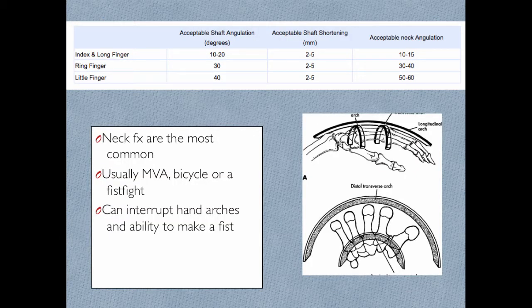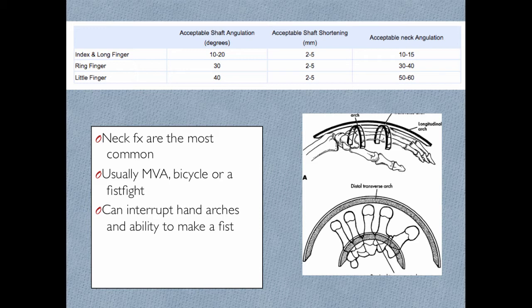So as I indicated before, there's a certain amount of acceptable shaft angulation with different metacarpal fractures, and that's what this first table is showing you. For the index and the long finger, up to 20 degrees of shaft angulation is considered acceptable, the ring finger 30 and the little finger 40. Not that I would ever ask you these questions, but it's just to give you an idea of how much angulation is acceptable on these fingers following a fracture.